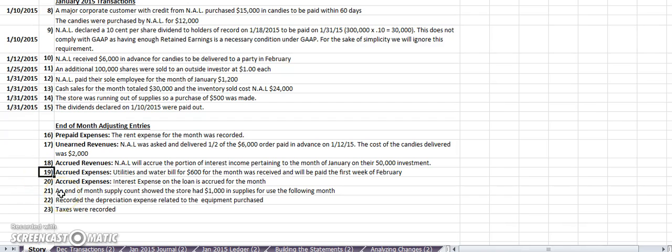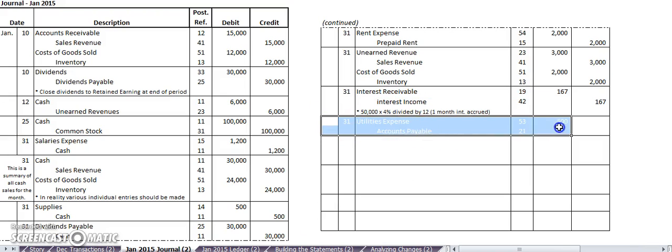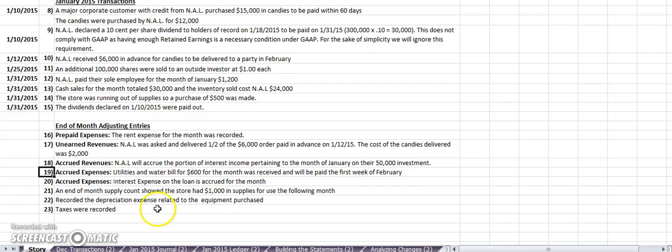The fourth adjusting entry, I should say, accrued expenses. A utilities and water bill for $600 for the month was received and will be paid in the first week of February. So we received the bill and we know it's going to be for $600. We could go ahead and accrue it with confidence, even though we're going to pay it the following week. These are expenses that you want to recognize in the month whose cash outflow has not occurred yet. So utilities expense for the month is $600 and accounts payable is going to be $600. You increase your expense and you also increase your liability.